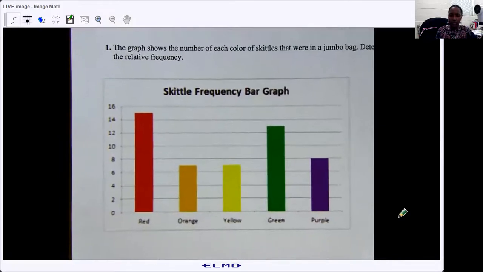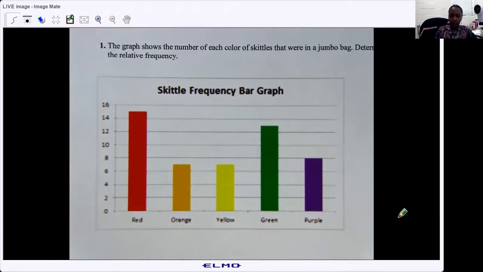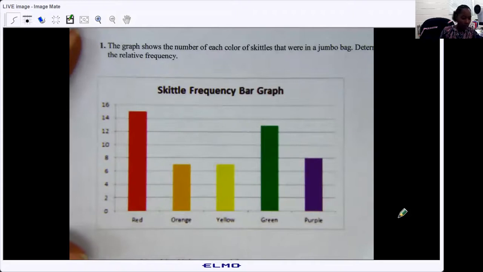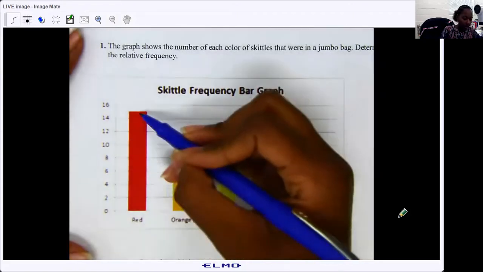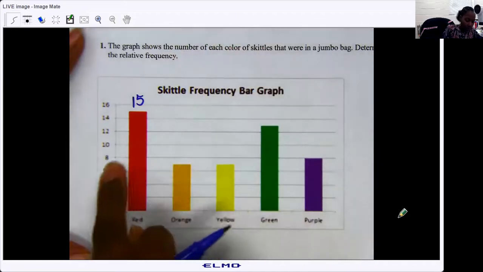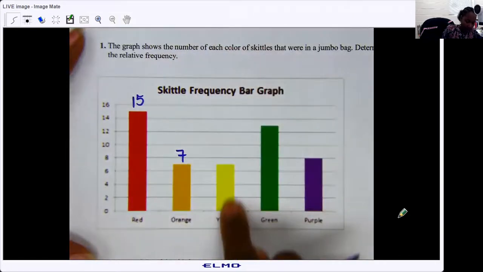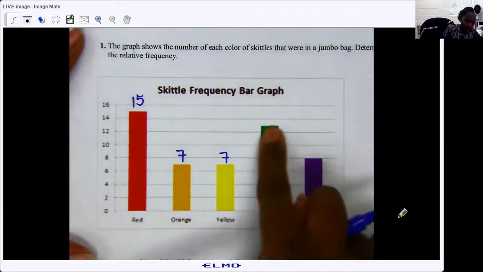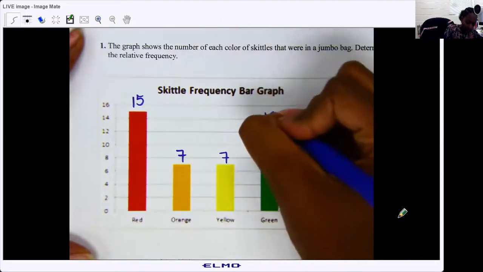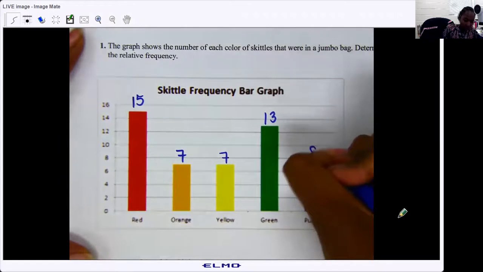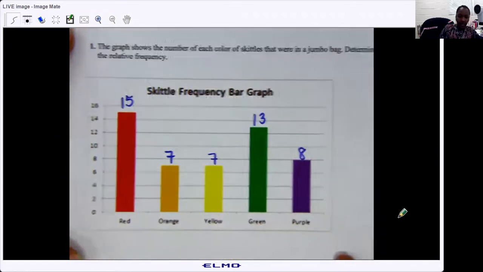So I'm going to zoom this in a little bit. All right. We need the total of each of these so we can get our final total. So let's see, our red Skittles seem to be at 15. Our orange looks to be at 7. Same thing with our yellow. Then we have our green, which looks like 13. And then finally our purple is at 8, okay? We now need to add these up to get our final total.